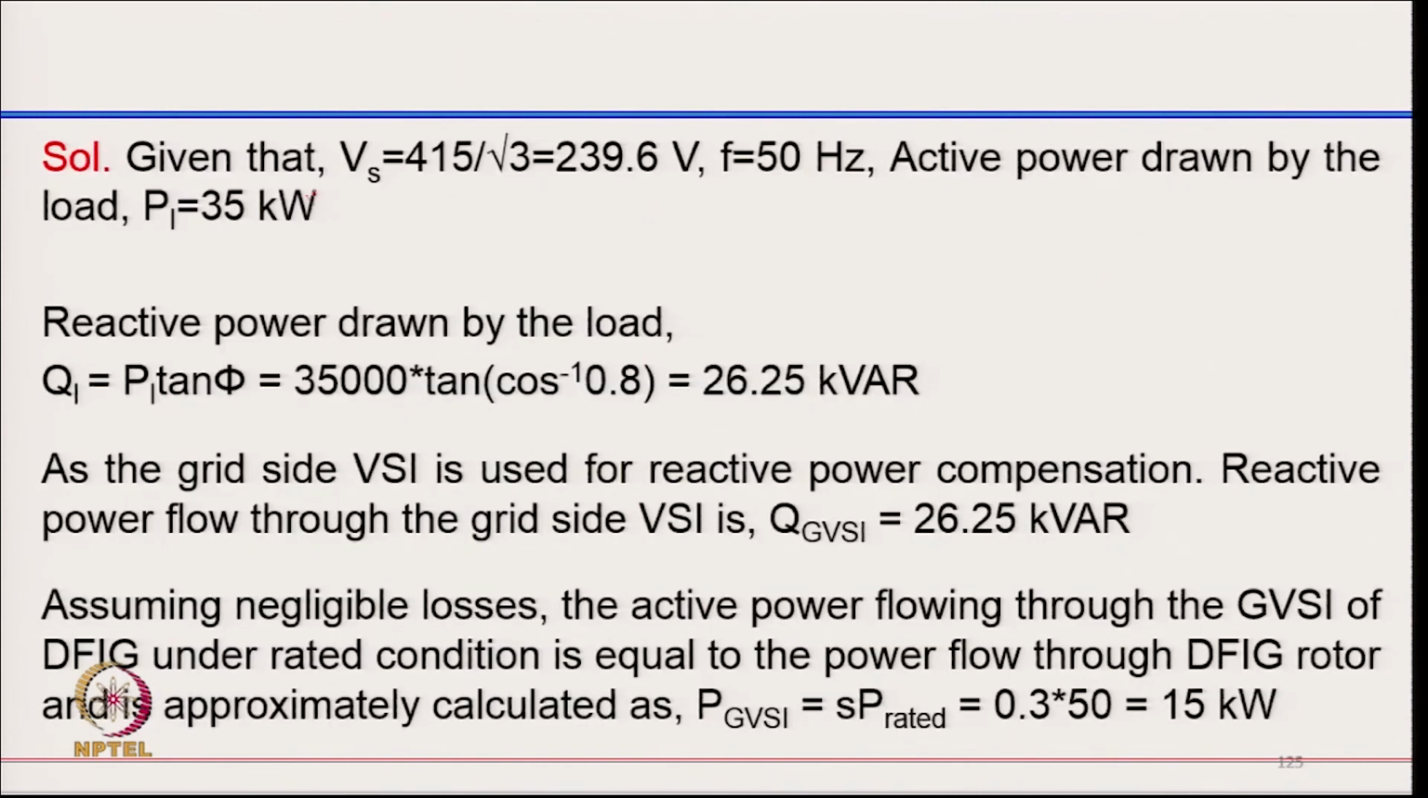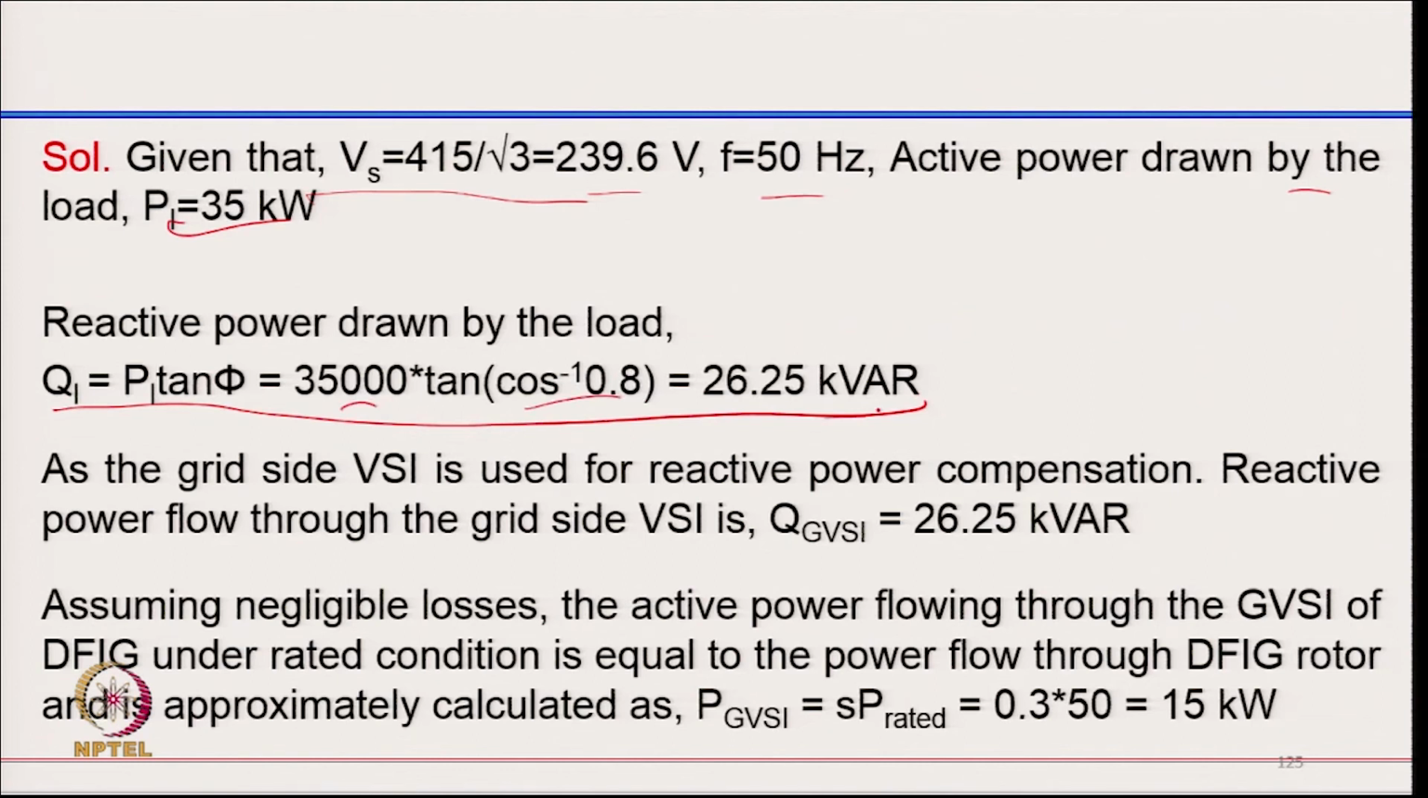So, here it is given that Vs equals 415 by root 3, that is 239.6 volt, 50 hertz, and active power drawn by the load is 35 kilowatt. So, we can calculate the load reactive power Q1 as P1 tan phi, the active power 35 kilowatt into tan of inverse cos phi.